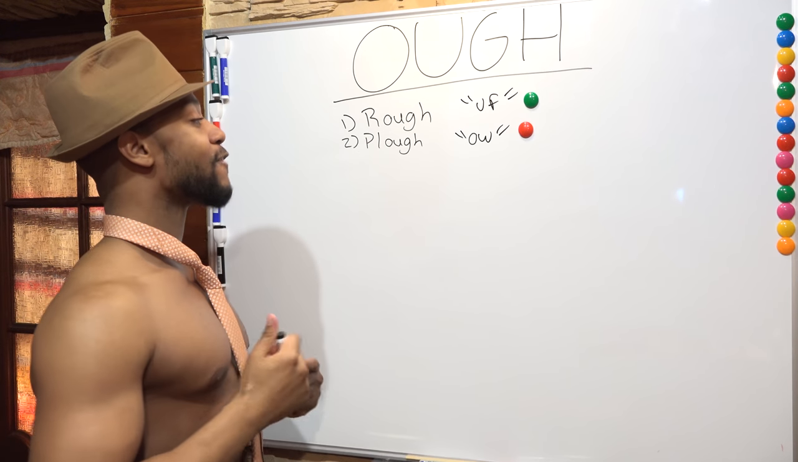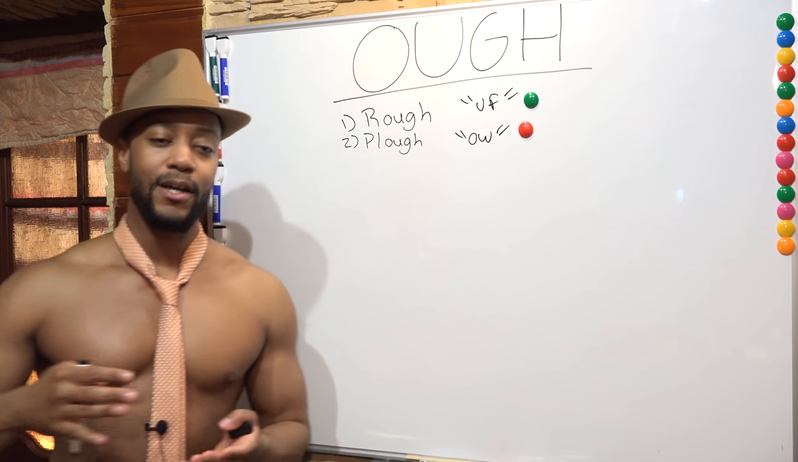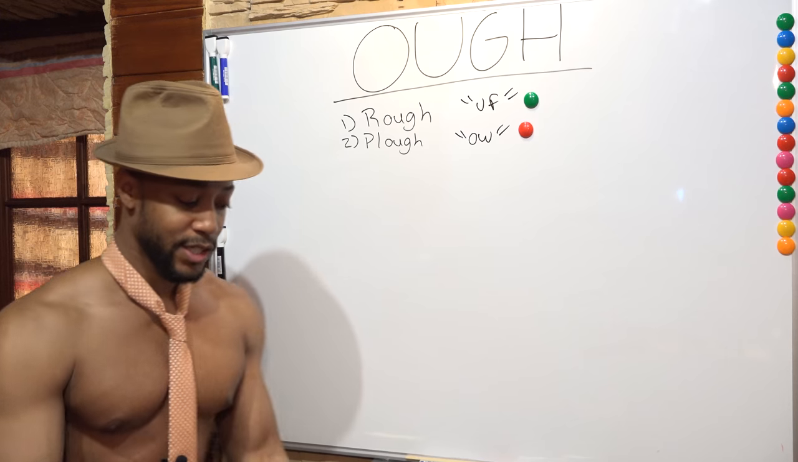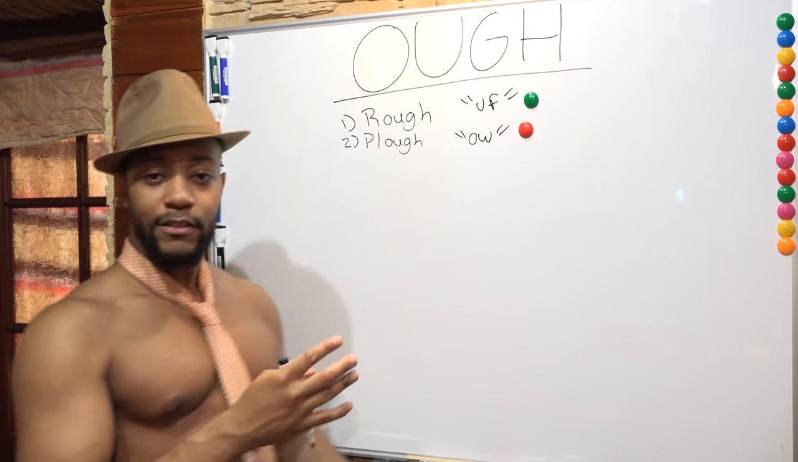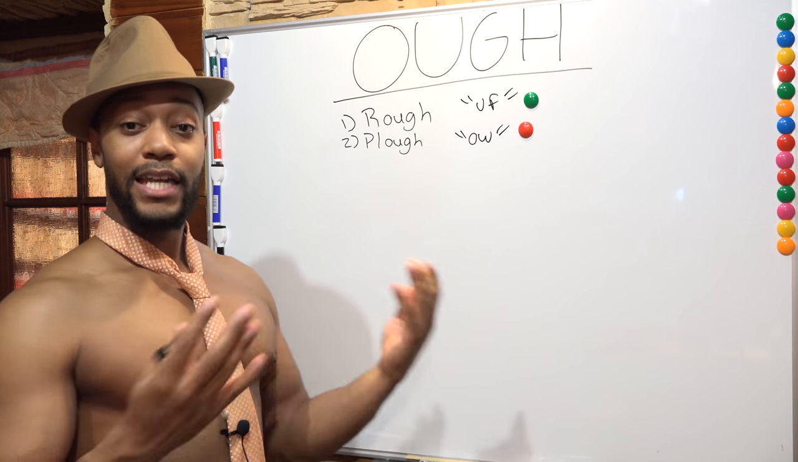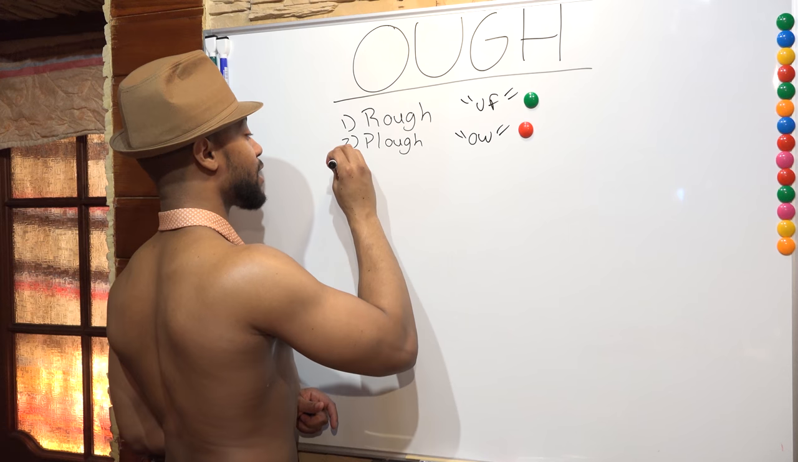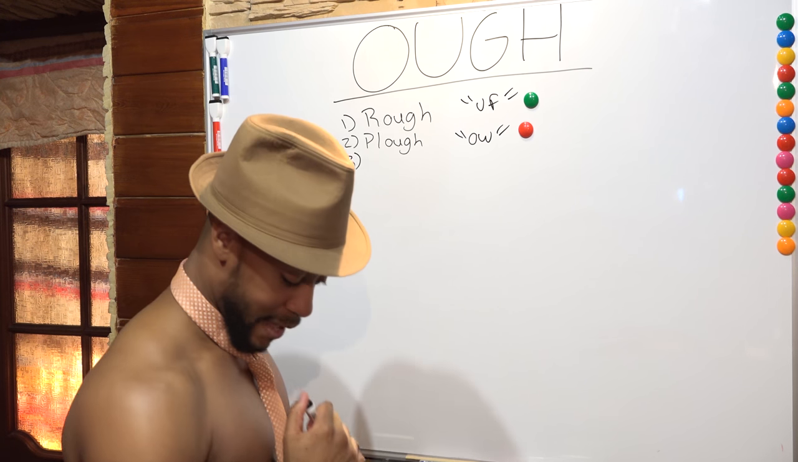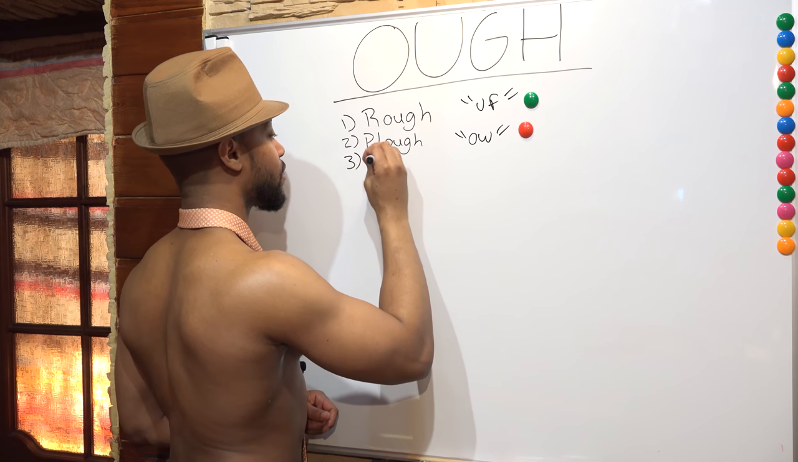Rough, then we have plow. A plow is something that moves snow. It's like a truck with this thing in front of it, and it moves the snow away, blah, blah, blah. Am I dancing right now? A little bit. So that's plow. So we have two, uff and ow. Let's get to the next one. And the next one I have for you guys today is this word.